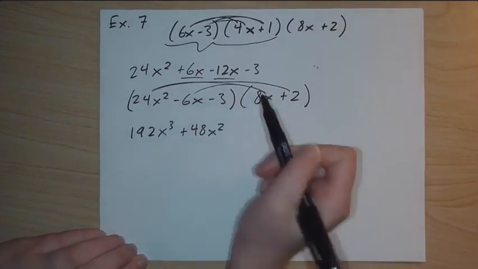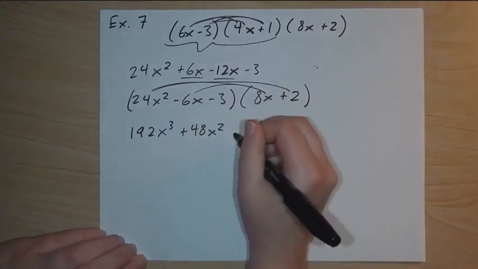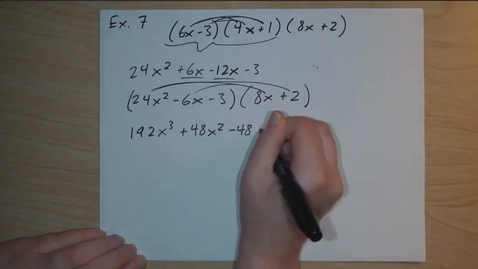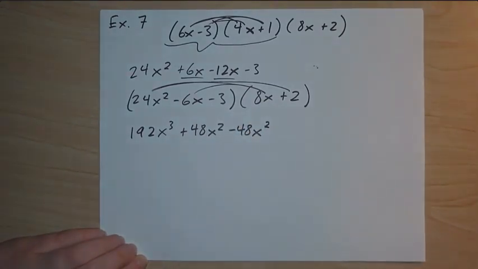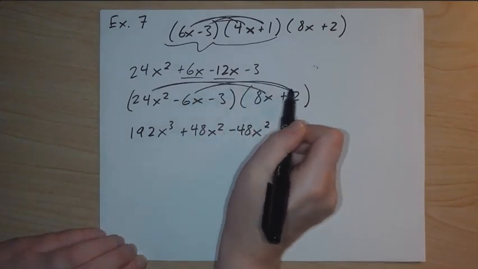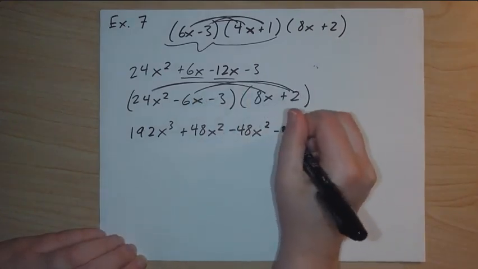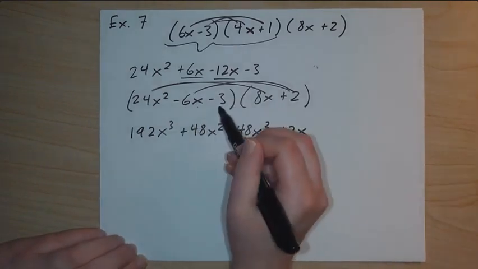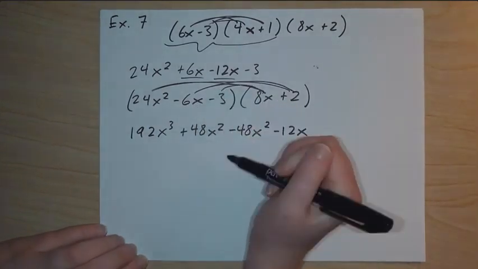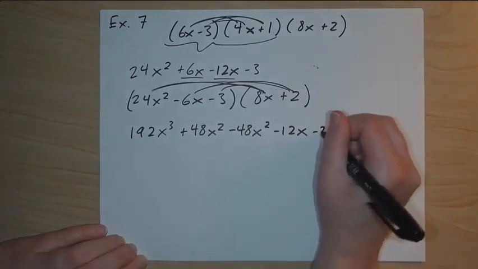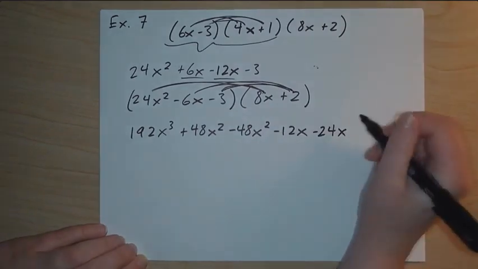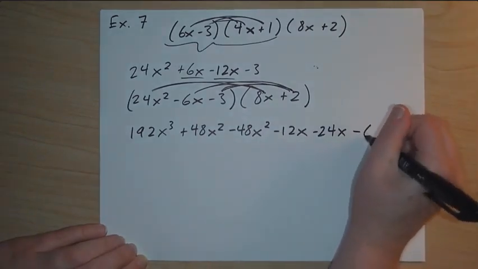So negative 6x times 8x is going to give us negative 48x squared. And then we have negative 6x times 2, which is negative 12x. So we've done everything for negative 6x, moving on to negative 3. Negative 3 times 8x is negative 24x. And then negative 3 times 2 is negative 6.